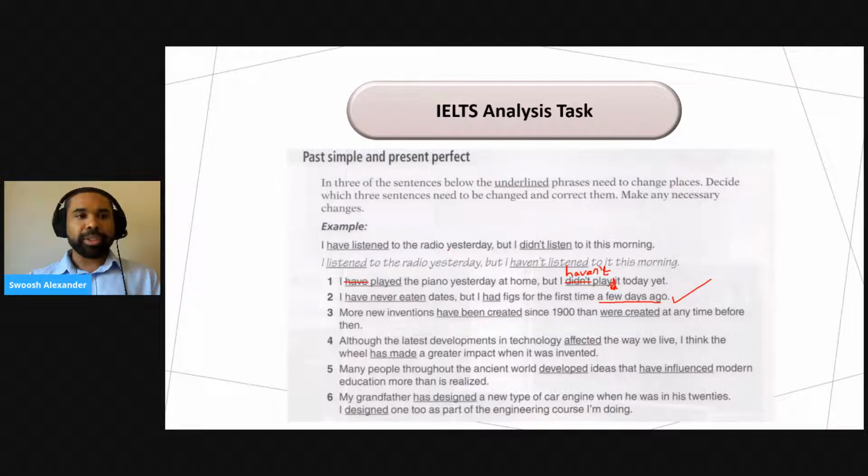What about the third sentence? Any comments on this one? Let me know in the chat box if you do have any comments on this.